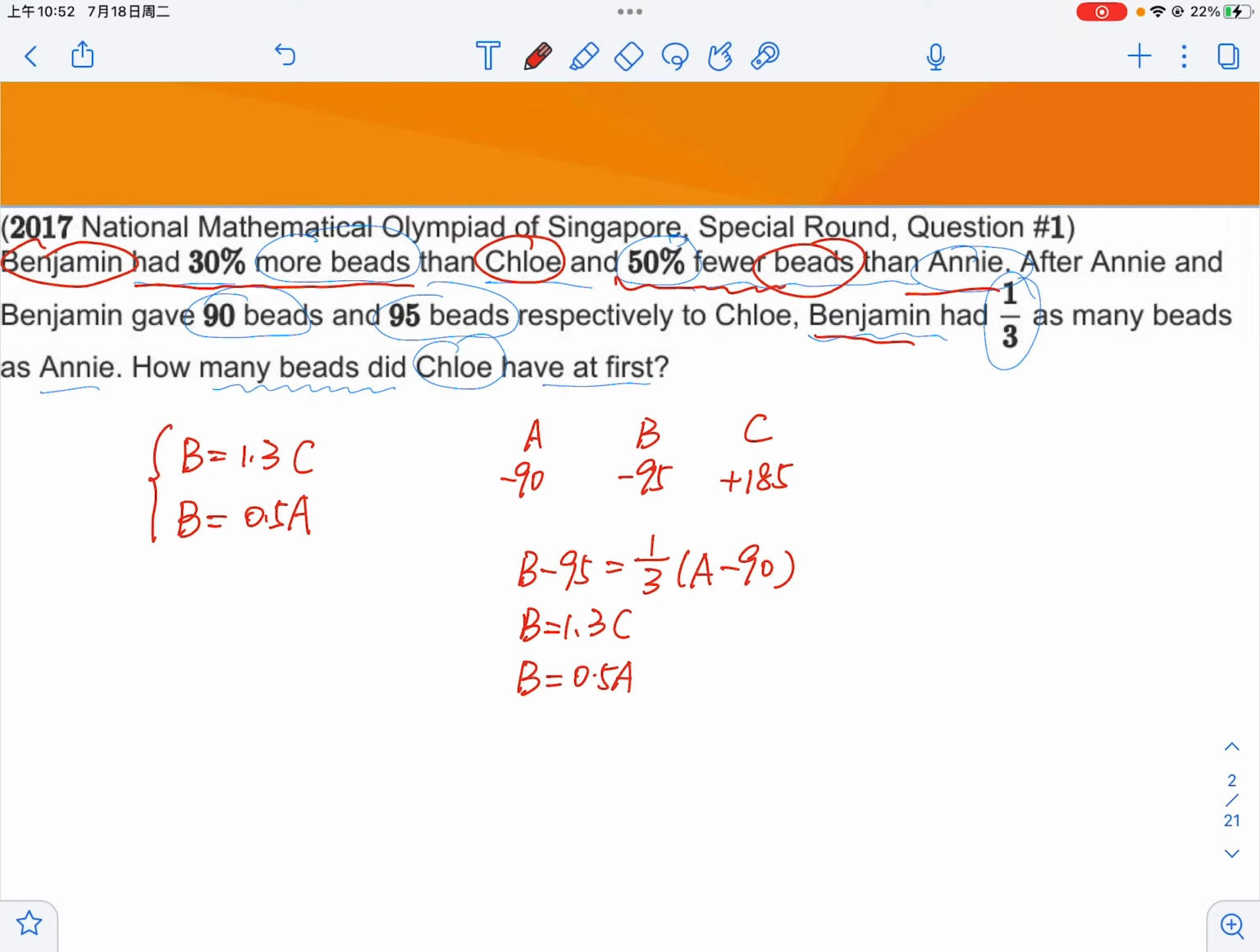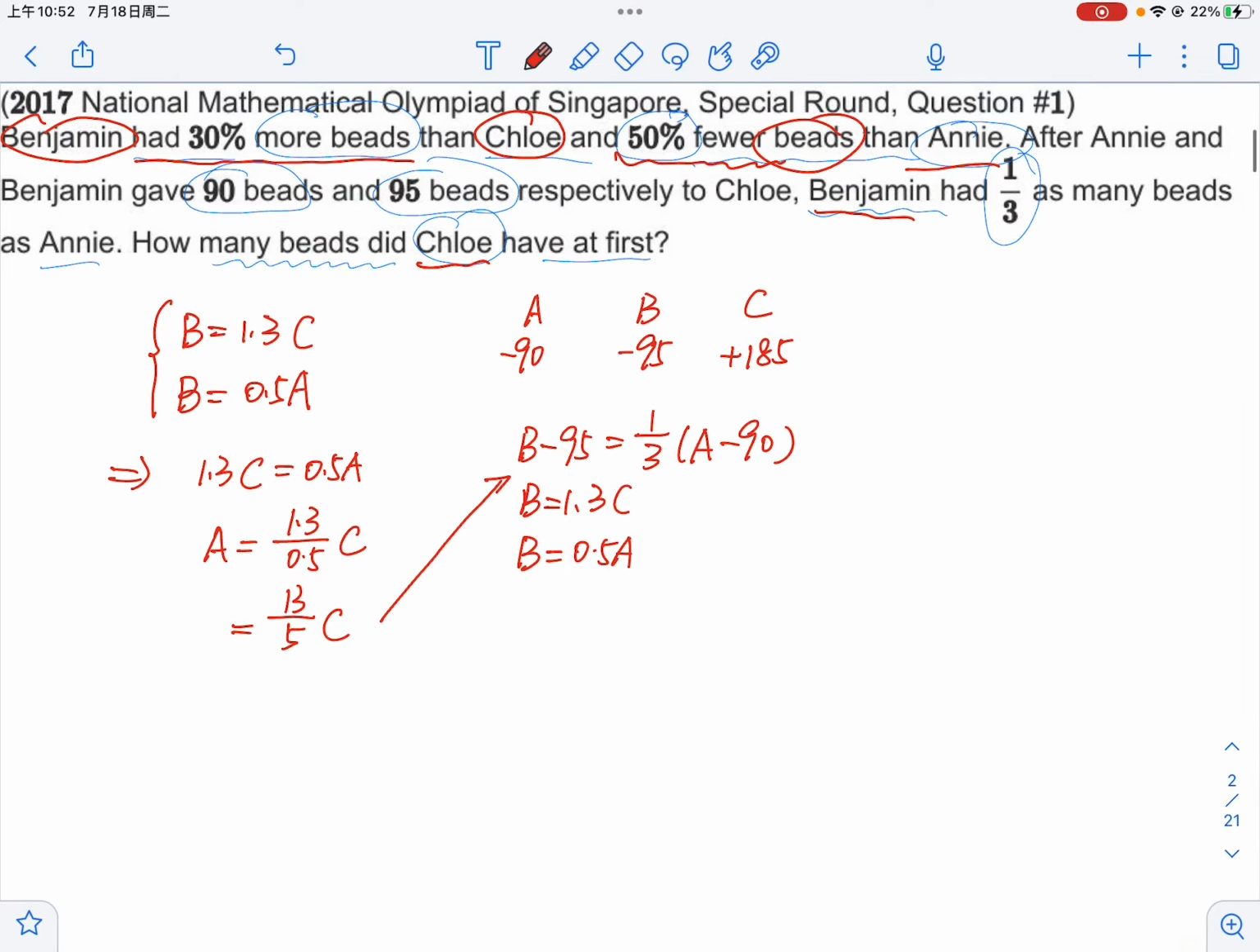From this, can we know the relationship between C and A? Let's write it down here. 1.3C equals 0.5A, which means A should equal 1.3 divided by 0.5 C, which is 13 divided by 5 C. Let's use C to represent all the numbers here because we need to calculate what C had at first.